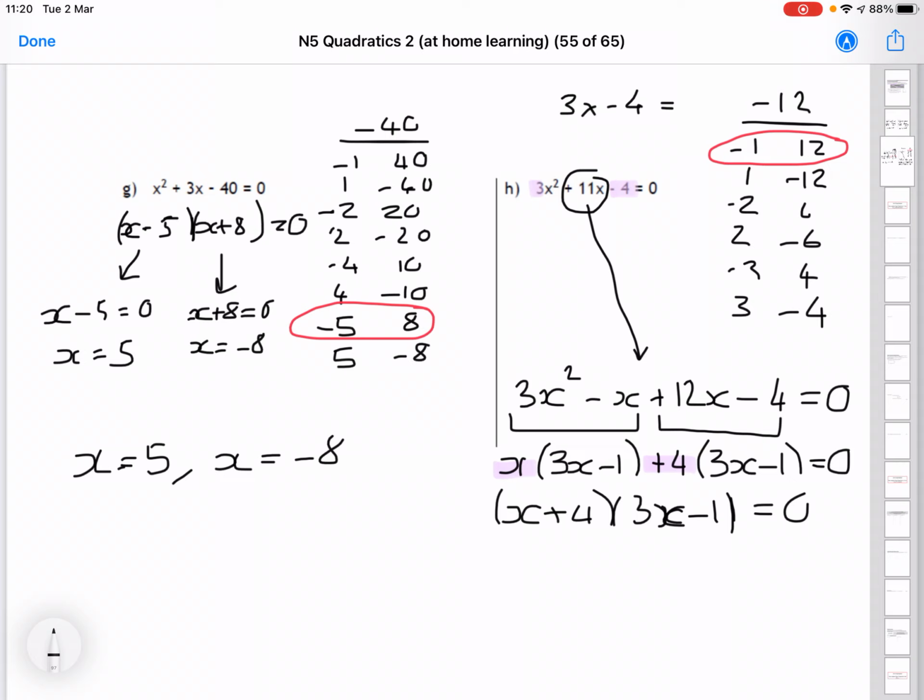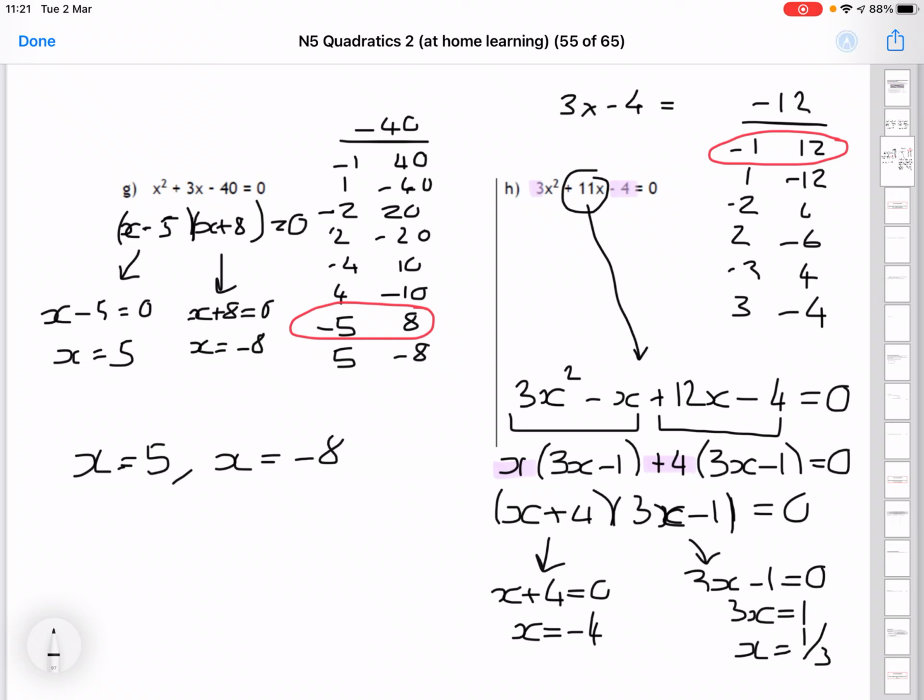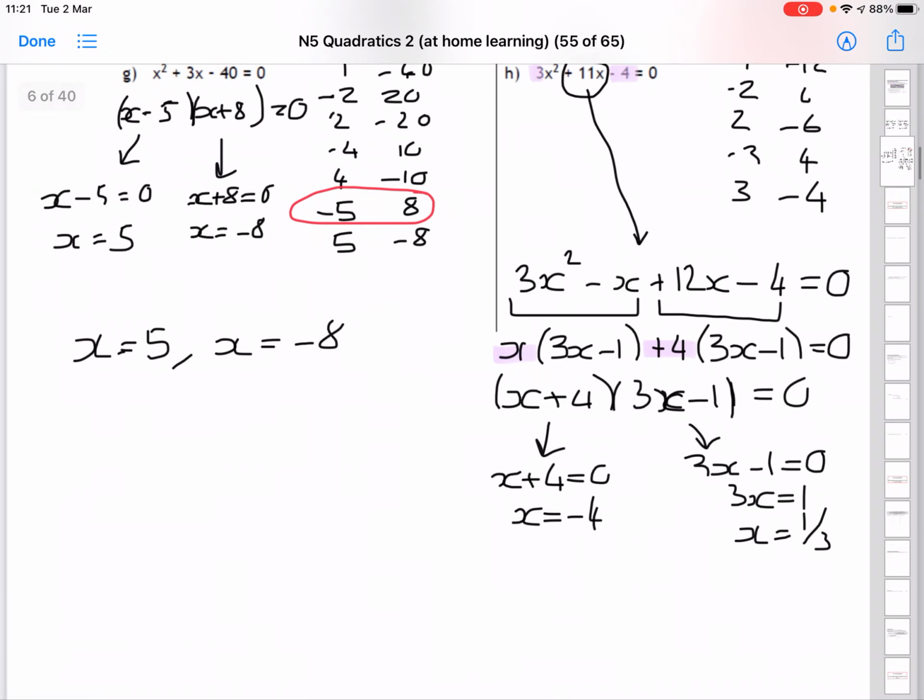Now that we have this into double brackets, we can go ahead and solve. So we've got x plus 4 equals 0. So x equals minus 4. And then we've got 3x minus 1 equals 0. So 3x equals 1. x equals 1 divided by 3, so 1/3. So my two answers here are x equals minus 4, x equals 1/3.